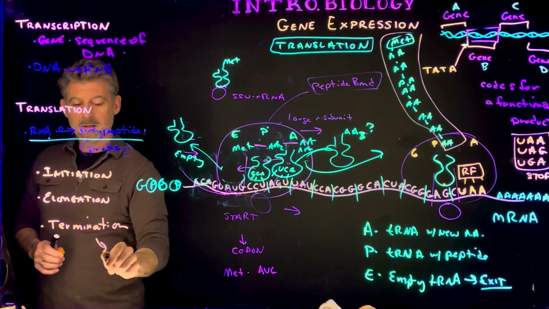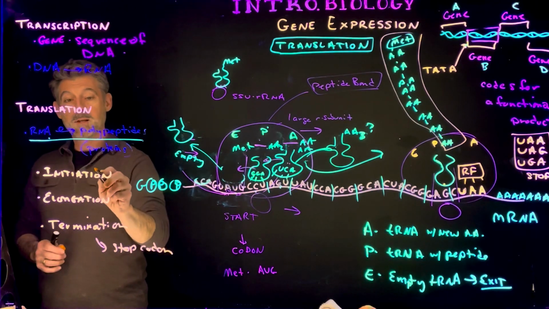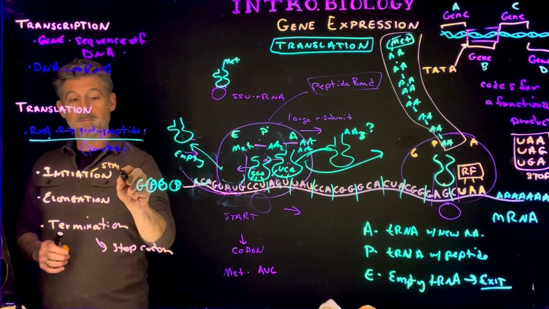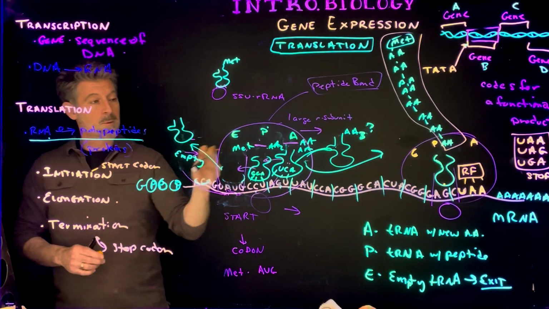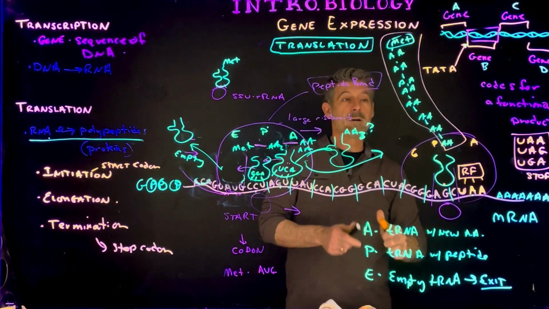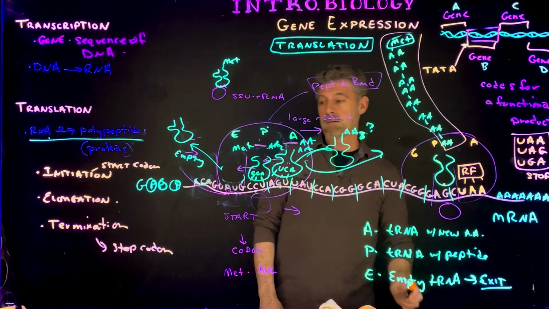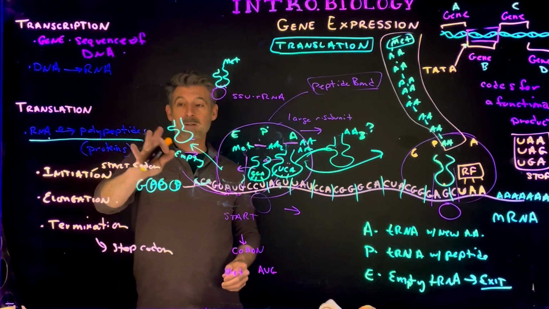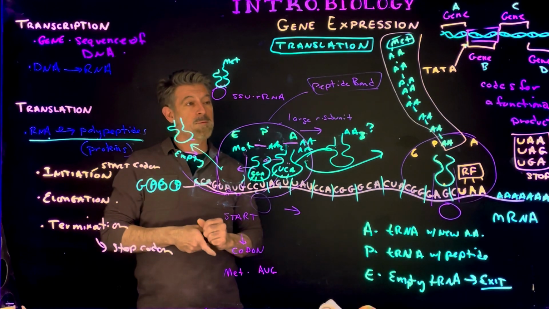So during termination, we find a stop codon. Our initiation is where we looked for the start codon. Our elongation is where we just keep reading new codons after codons after codons, adding amino acids to make this very long polypeptide chain. And that's called translation, sometimes also referred to as protein synthesis, because it's how cells make proteins.